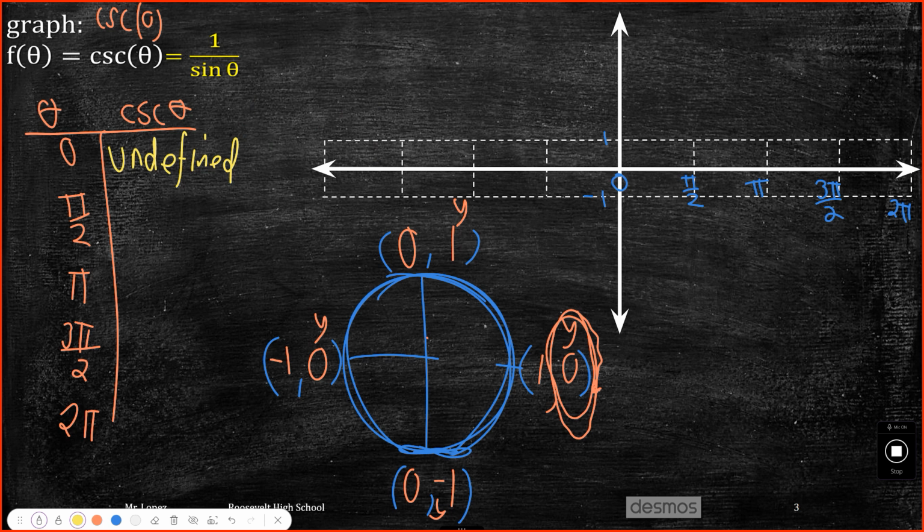What's cosecant of pi by 2? Cosecant pi by 2, go. Do it and put it on your paper. What is cosecant pi by 2?